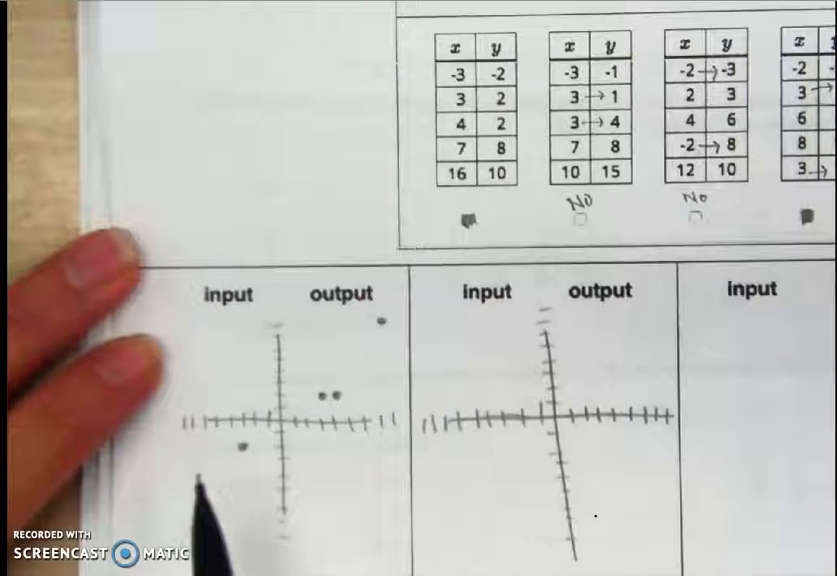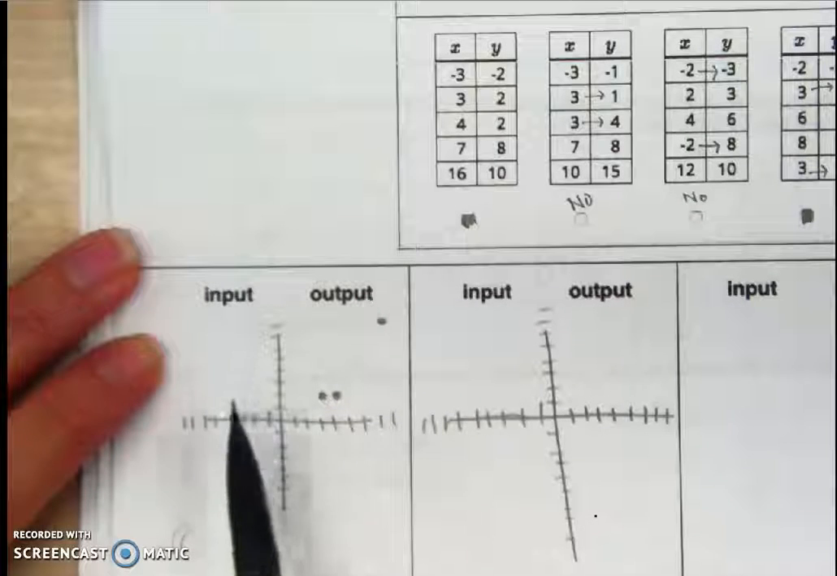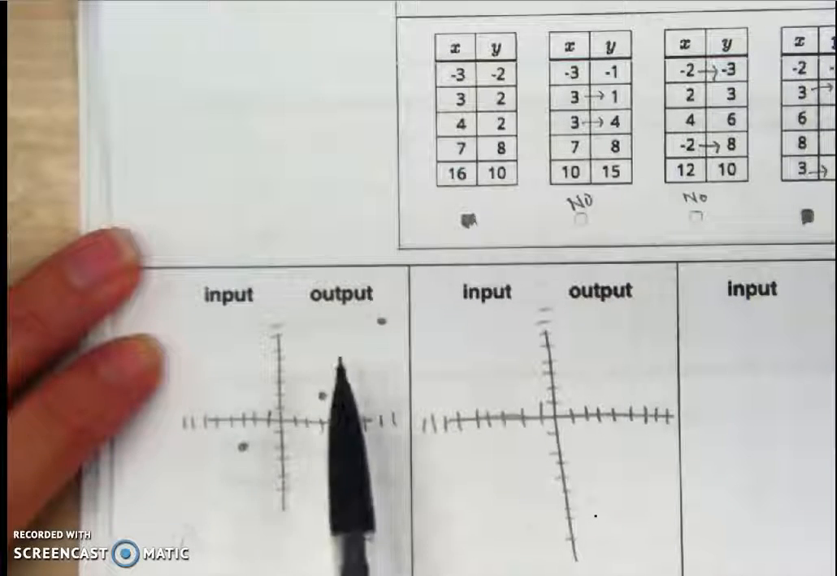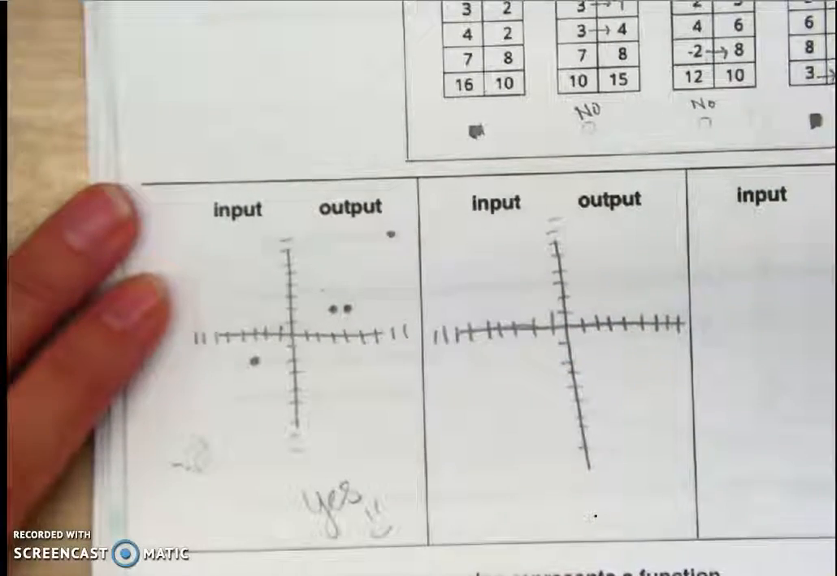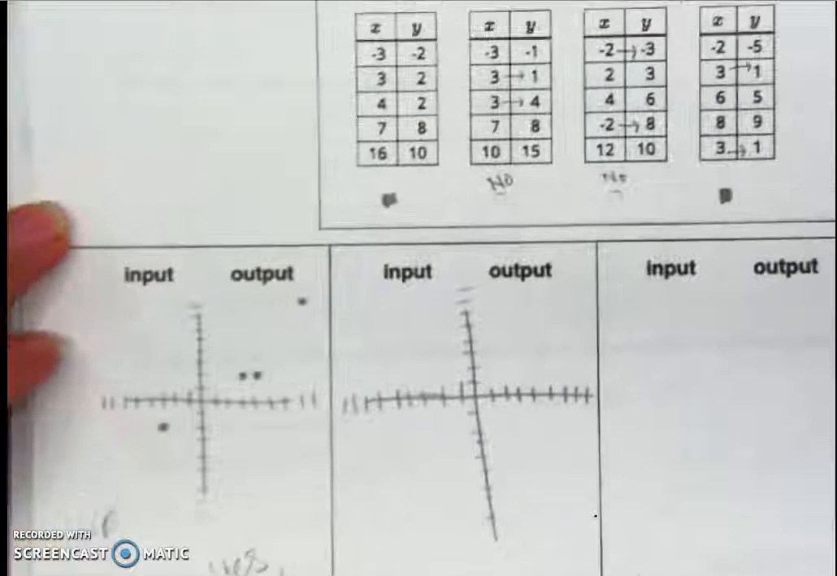So notice on these, none of them stack up vertically, and so I know none of those x's are repeating, so this one would be a yes. This one is a function. That's just number 1. But look at what happens with number 2.